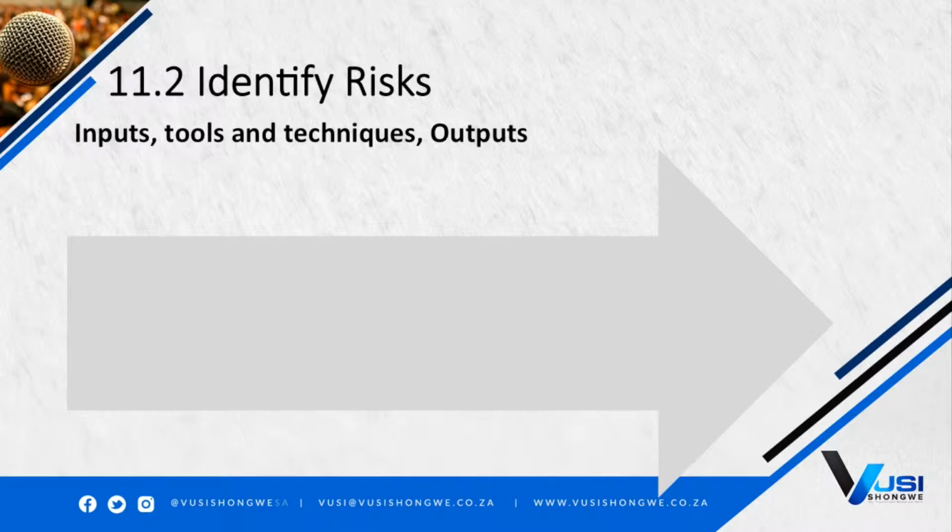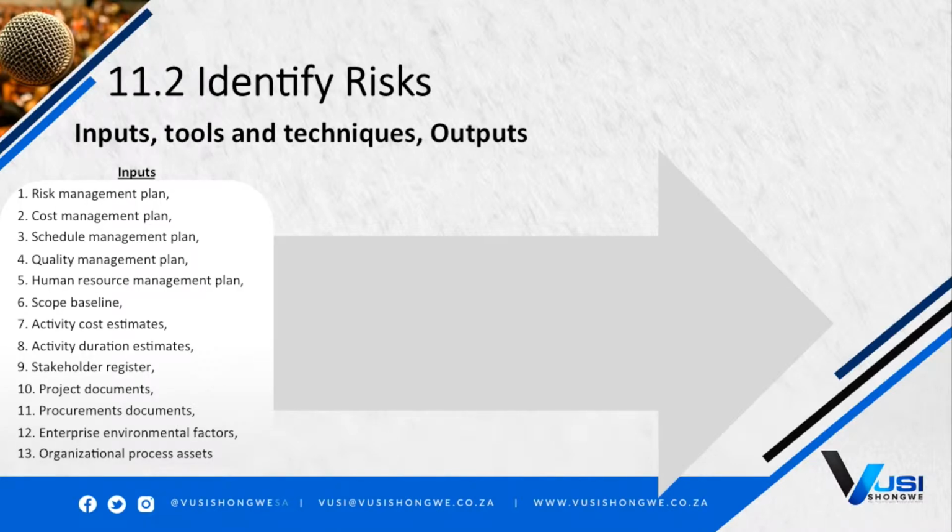Inputs, tools and techniques, and outputs. Inputs are risk management plan, cost management plan, schedule management plan, quality management plan, human resource management plan, scope baseline, activity cost estimates, activity duration estimates, stakeholder register, project documents, procurement documents, enterprise environmental factors, and organizational process assets.